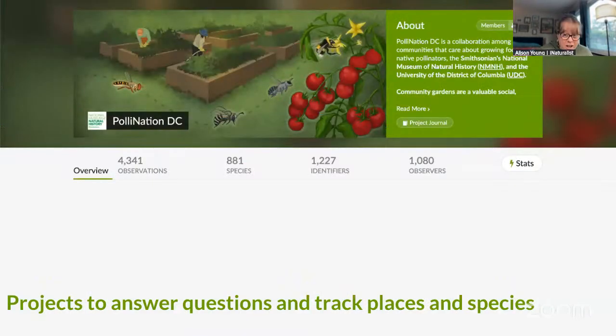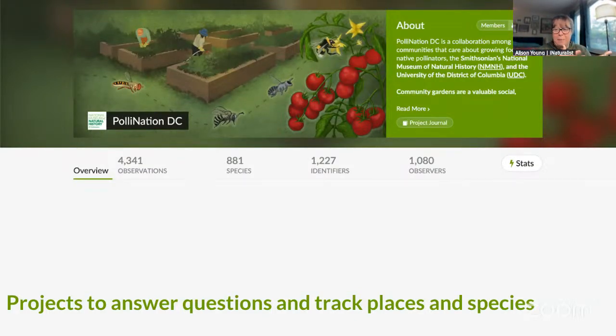iNaturalist also has projects that you can contribute to, and anyone can make a project on iNaturalist. So you can contribute to a project. You could be helping a researcher answer scientific questions. You could help conservation organizations learn more about species and places.